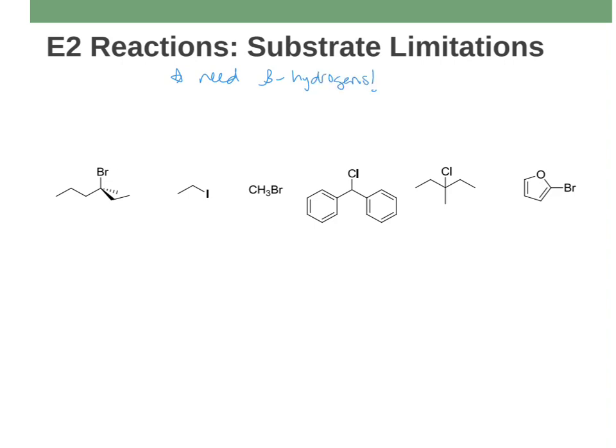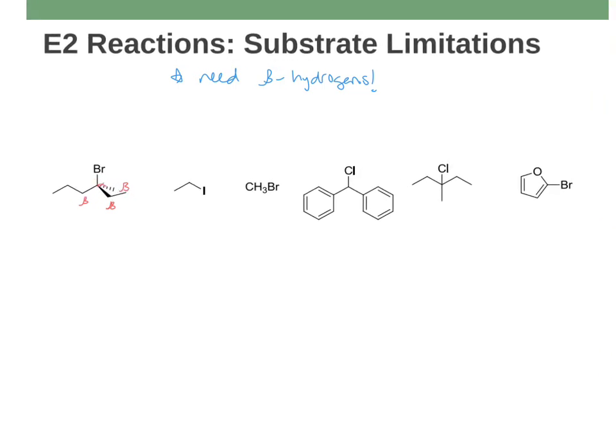So if you have beta hydrogens, you're set. That's kind of all. So for this one, here's my alpha spot. I've got a beta, and a beta. All three of those have hydrogens, so I'm good. So that'll work. I can do an elimination with that.